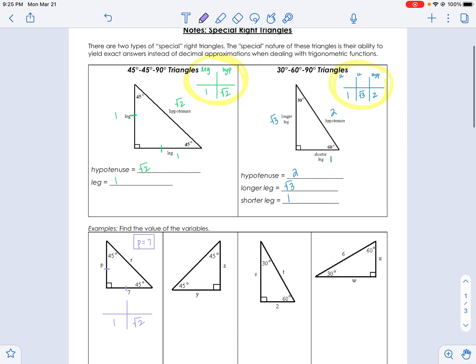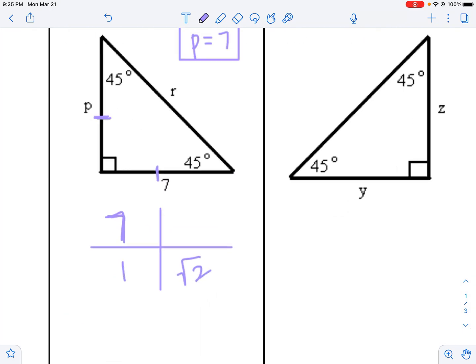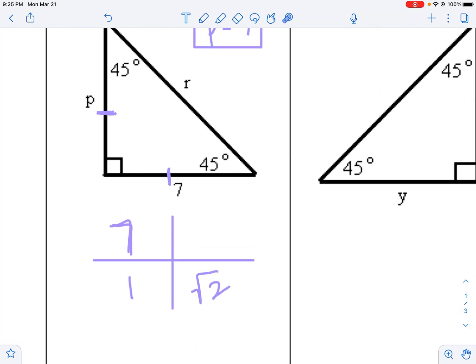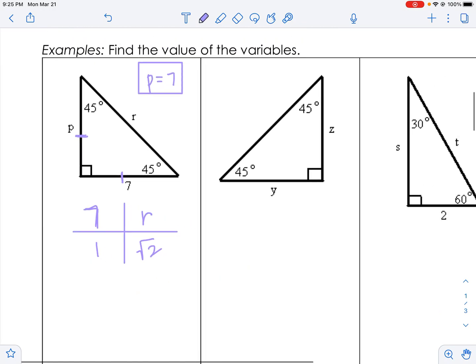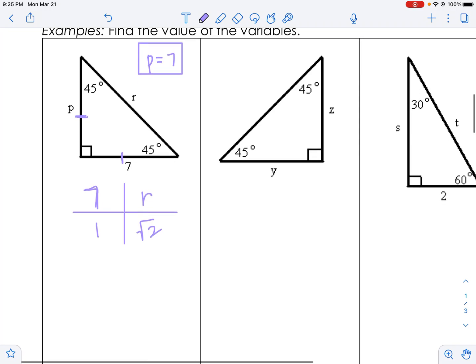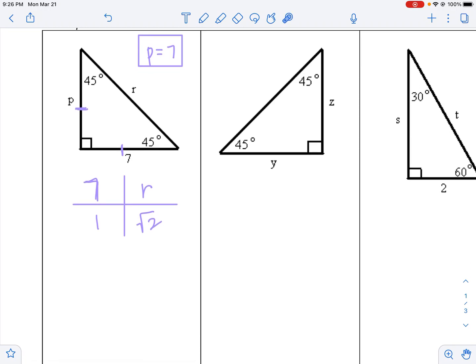So down here in my chart, what goes above the 1 is your leg, which we just said was 7. And then the root 2 is the hypotenuse, which I don't know. That would be R. And now I'm going to cross multiply. Now, some people with special right triangles figure these patterns out so fast, and they don't necessarily need to follow the chart and the proportions and all of that, and that's great. But you do need to show some work, and this chart is just a very easy way to show some work. So here's my proportion.